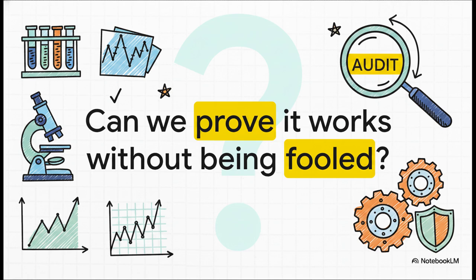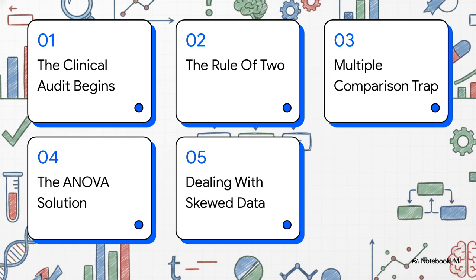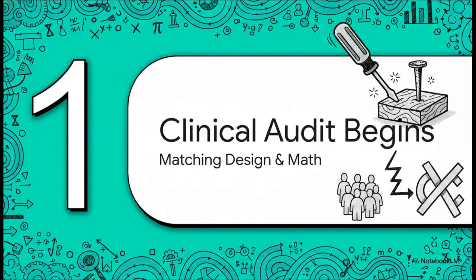We'll show you exactly how to look at the structure of a study and instantly know if the researchers used the right mathematical lens to analyze their data. So here's our agenda for building today's mental model. First, the clinical audit begins. Second, the rule of two. Third, the multiple comparison trap. Fourth, the ANOVA solution. And finally, dealing with skewed data. Let's jump in. Section 1.